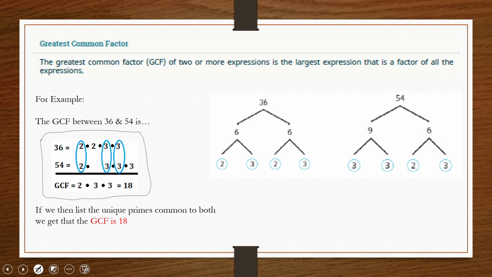Similarly for 54, I might not know that the prime factors are what they are, but I can start by just finding any 2 numbers that will multiply to give me that number. Now in this instance I use 9 and 6, where 9 breaks down to something like 3 times 3, and again we have 2 times 3 as a replacement for that other value.